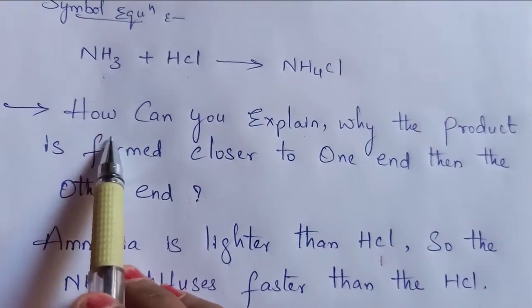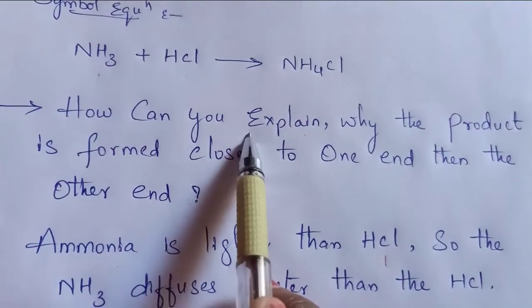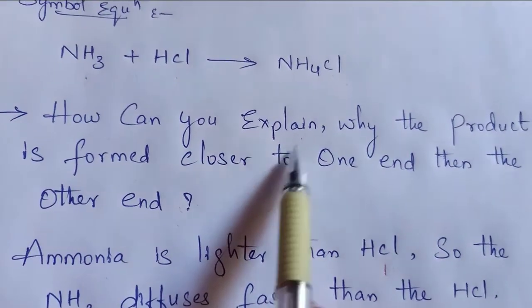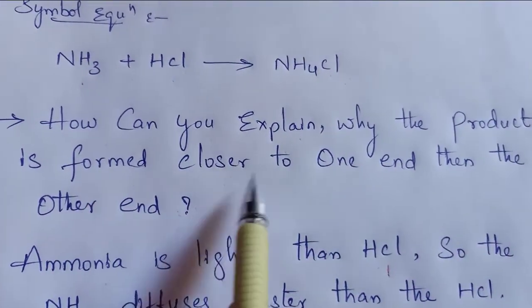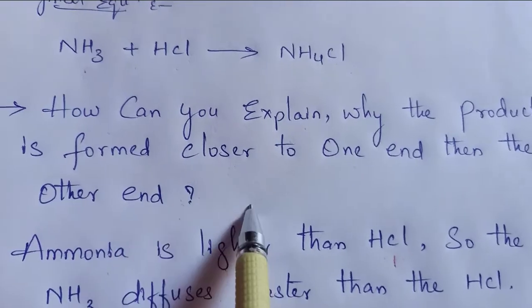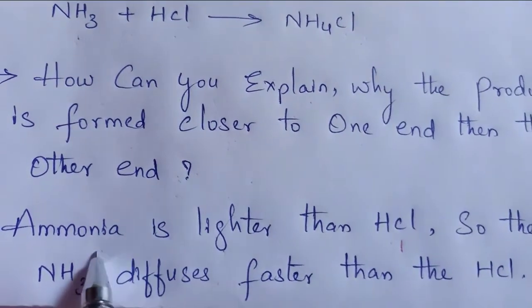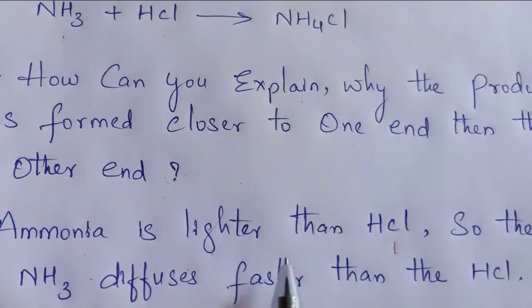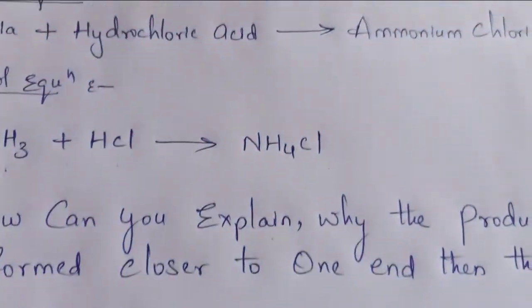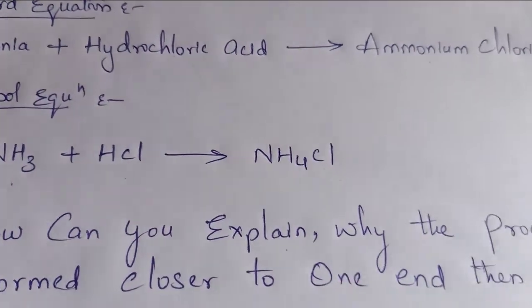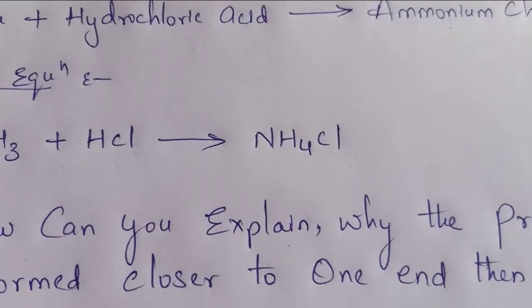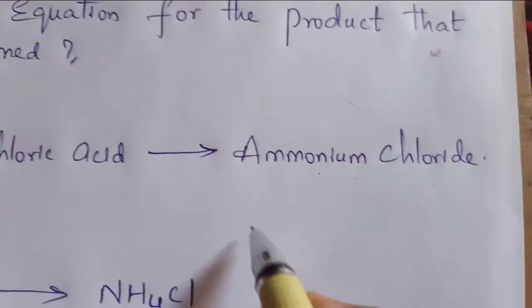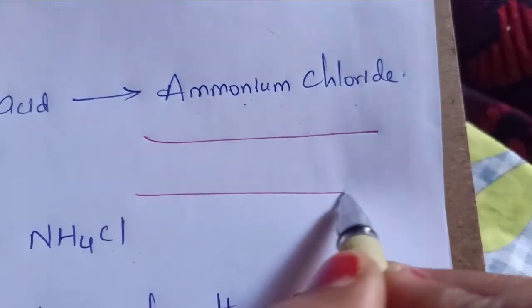Now the third question: how can you explain why the product is formed closer to one end than the other end? The answer is, ammonia is lighter than hydrochloric acid, so the ammonia diffuses faster than the hydrochloric acid. Already we know that both the gases react together.